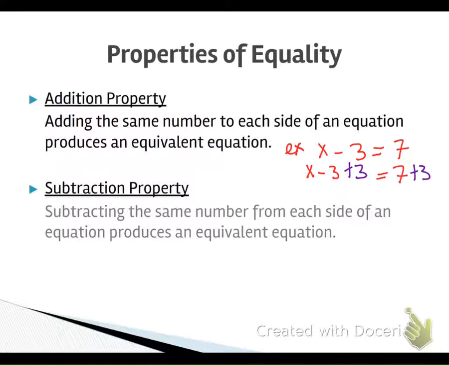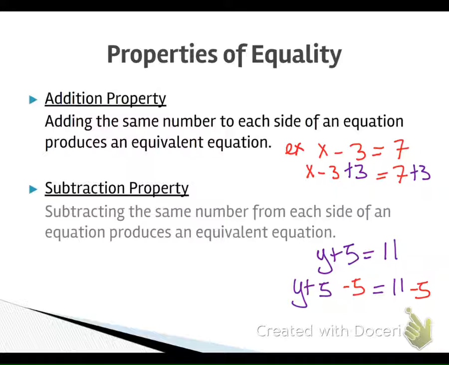The same thing can be said about the subtraction property. Subtracting the same number from each side of an equation produces an equivalent equation. So here we ended up with y plus 5 equals 11. I'm going to erase that little line there. So we see if we have y plus 5 equals 11, and we subtract 5 from both sides.